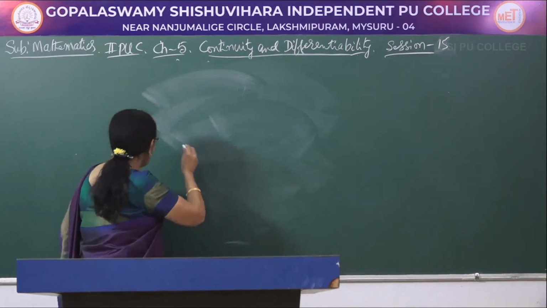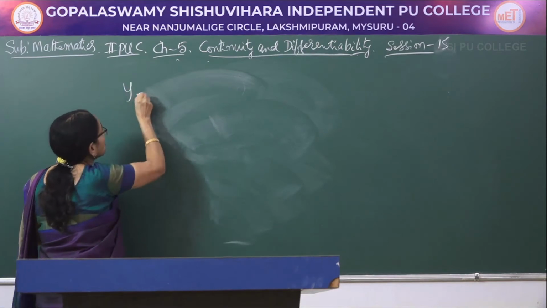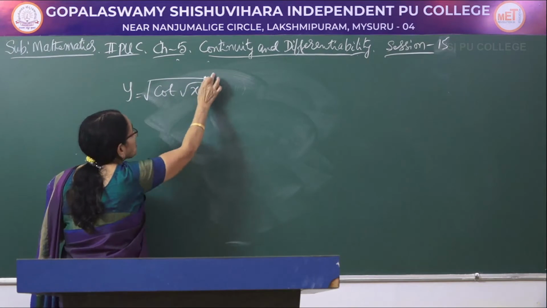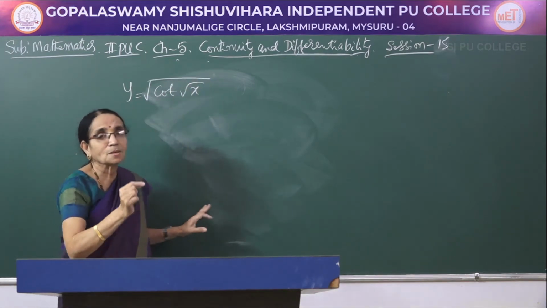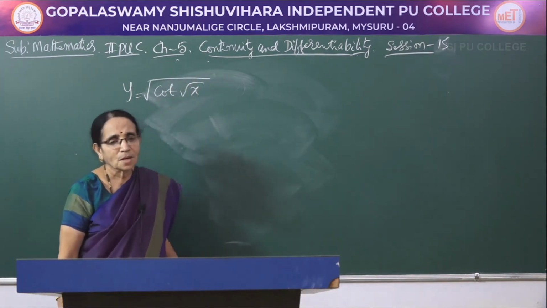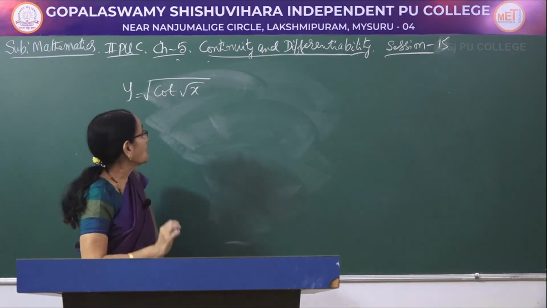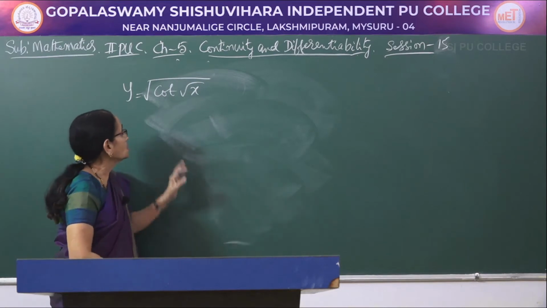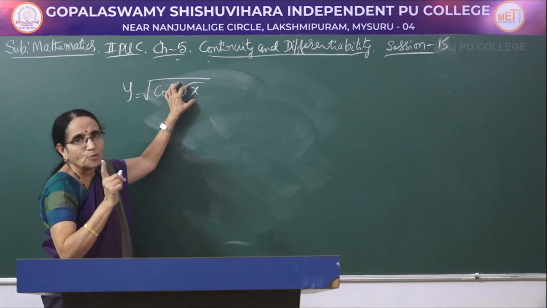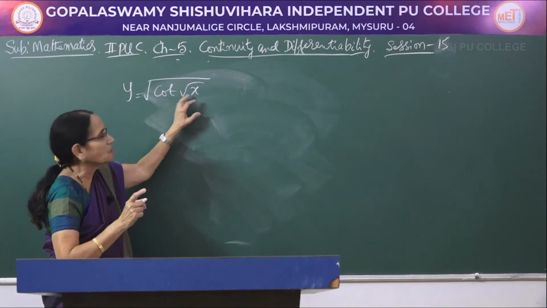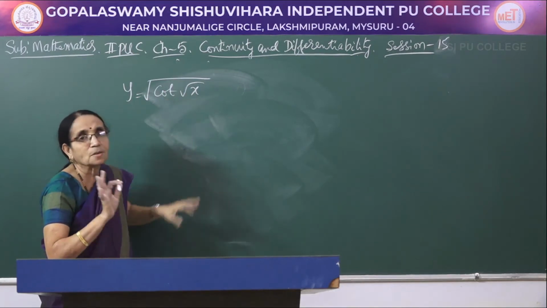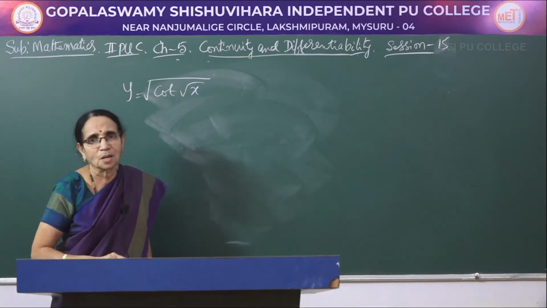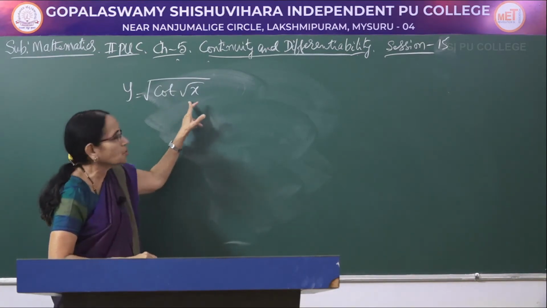Next is y is equal to... I am just increasing the number of functions here. Look how many functions are involved. Let us see. Square root of something, one function. Cot of something, another function. Root x is the third function. So altogether how many? There are 3 functions here. Root of, cot of, root x.